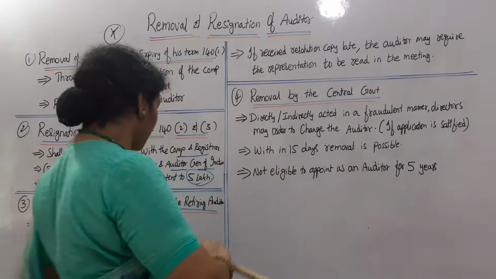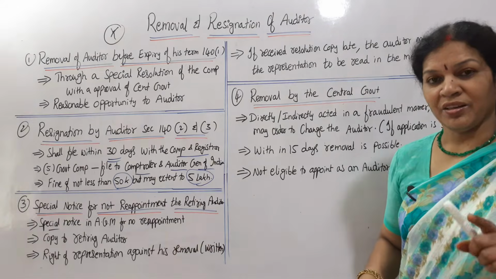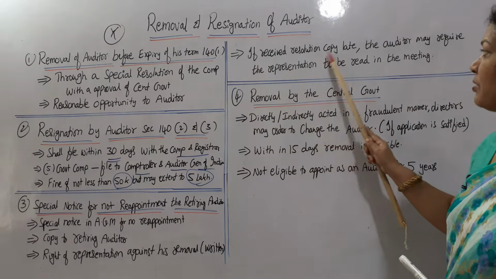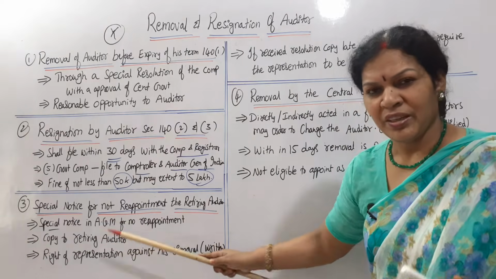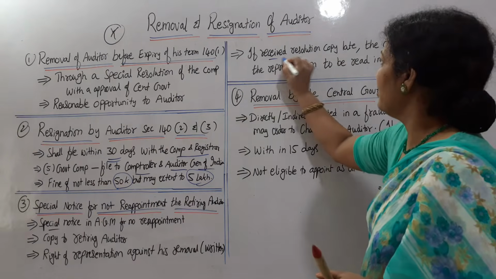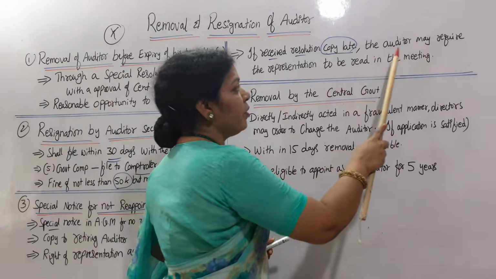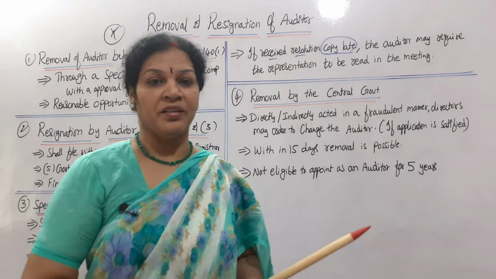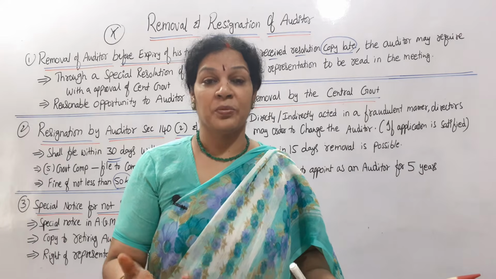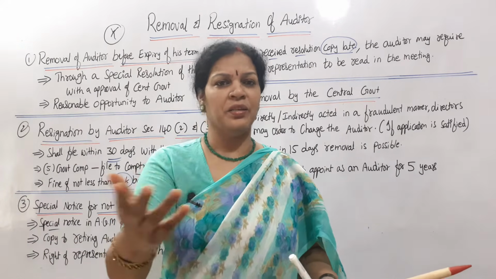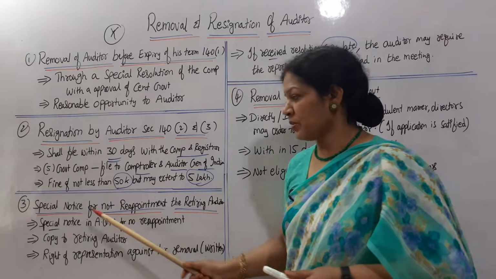Now the fourth point, a continuation of the same topic. Here we said notice is to be given to the auditor. Fourth point: if the resolution copy, the copy to the retiring auditor we mentioned, is received late, then what happens? The auditor may require the representation to be read in the annual general meeting. If he did not get the copy, then he may express his views in the meeting. He may write something and ask anyone to read it, or he can read it out, whatever he wanted to say. That is also possible. So this is in case of special notice of reappointment.